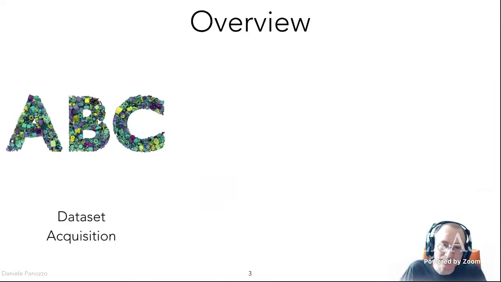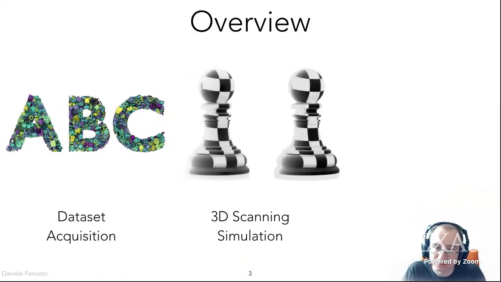So I will start by introducing the ABC dataset, which is our first attempt at collecting a large dataset of geometric shapes that is of a size suitable for benchmarking data-driven algorithms at scale. Then I will move to 2 simulation projects.